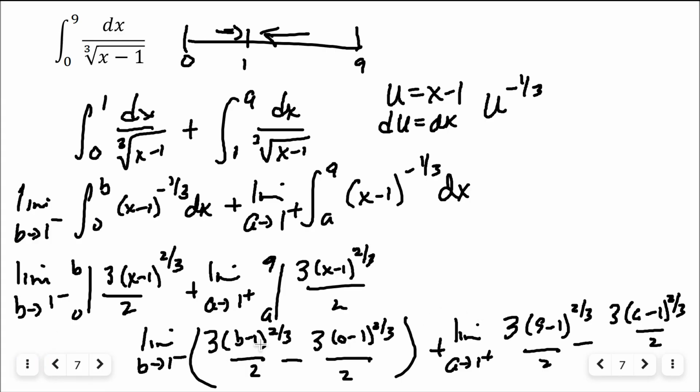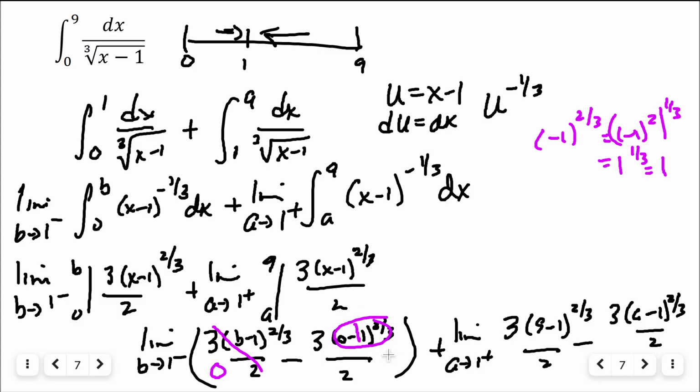As b goes to 1, 1 minus 1 is 0. So this term is really 0. This whole term washes out here. That's really nothing. Negative 1 to the 2/3. If I calculate it, negative 1 to the 2/3, that's like squaring negative 1 and doing the 1/3 power of it. So that's 1 to the 1/3, which is 1. So this is going to be 3 times 1, that's a 1, over 2. So that's negative 3 over 2. All right, so from this first integral, we get a contribution of negative 3/2.